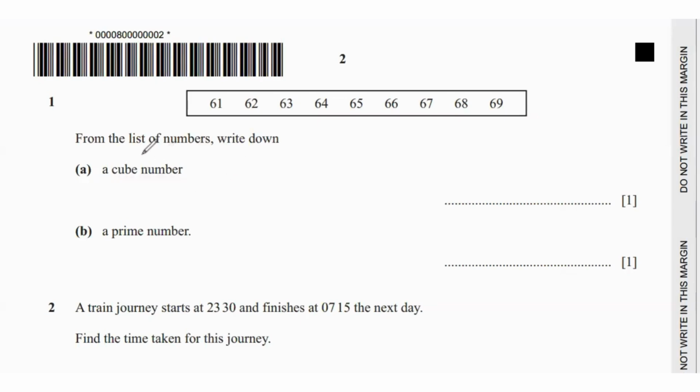The first question says, from the list of numbers, write down a cube number. So the cube number over here is going to be 64, because 4 times 4 times 4 equals 64. Then a prime number. The prime number is a number which divides by itself or 1. So that's 61, or we could even use 67. Either of these would be the right answer.